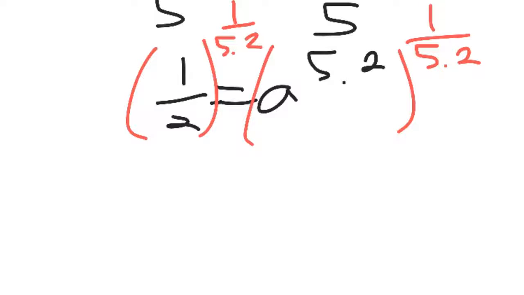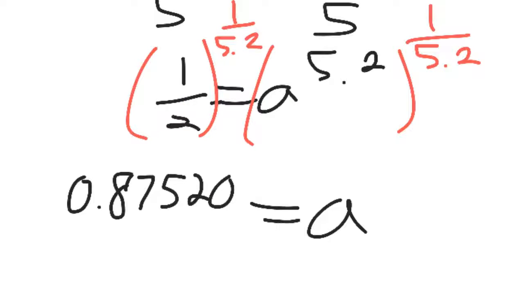That's because if you raise a power to a power, they multiply. So 5.2 times 1 out of 5.2, that cancels, and that gives us just A. But we had to do the same to the other side to keep the equation balanced. So we need a calculator here. 0.5 to the 1 out of 5.2 power. So that's what I got in my calculator for A.